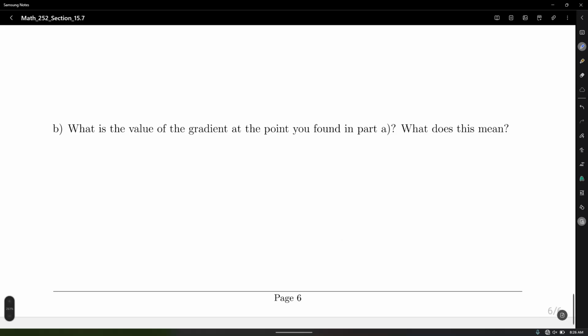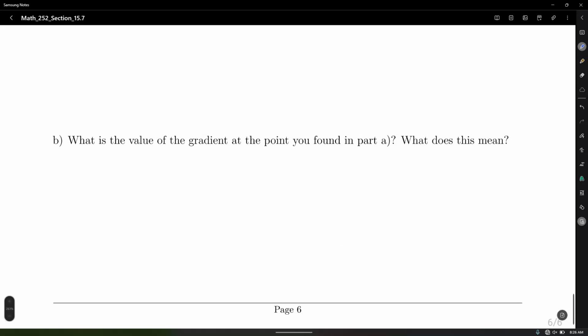Okay, part B of the problem. What is the value of the gradient at the point you found in part A? What does that mean anyway? So here's where we are going to make a pretty cool connection. That is nabla of T, which is the partial with respect to x, comma, the partial with respect to y. Well, didn't we get the derivatives already? That's 2x minus 8 and 4y plus 4.